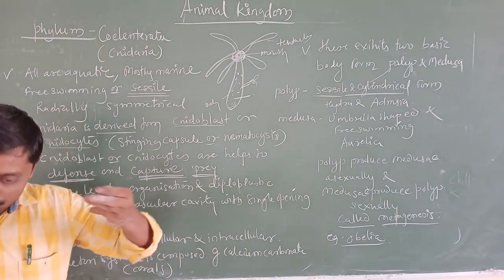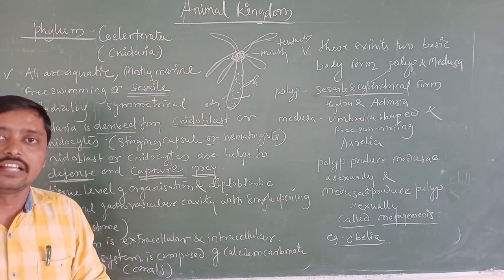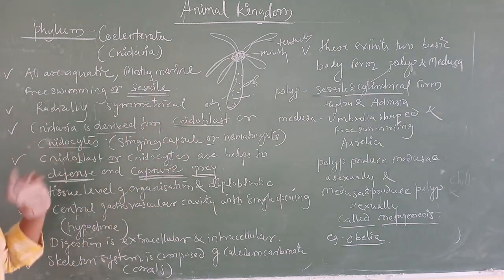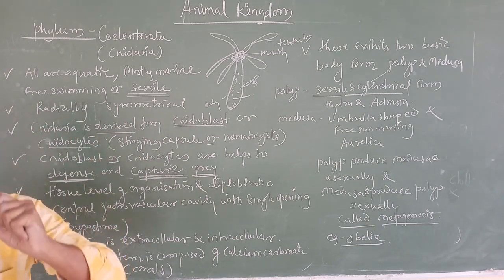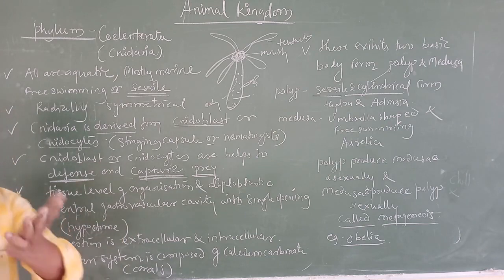Defense means protecting themselves, and later, when catching food, these two kinds of cells are used. And this is very important, and these points are used for what? These are very important as points for your CET and NEET also. They are very important in CET and NEET.